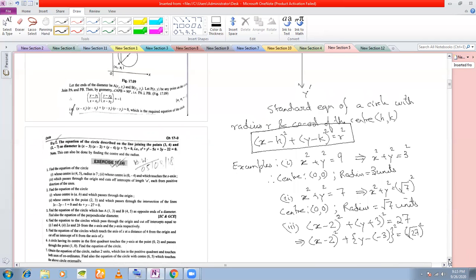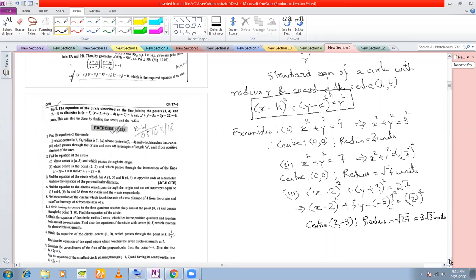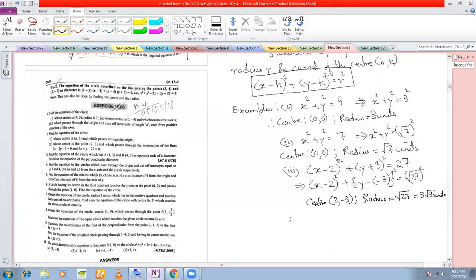So therefore the center here is 2, -3, and the radius here is square root 27, which also can be written as 3 root 3 units. Okay, let us say I give you another circle.